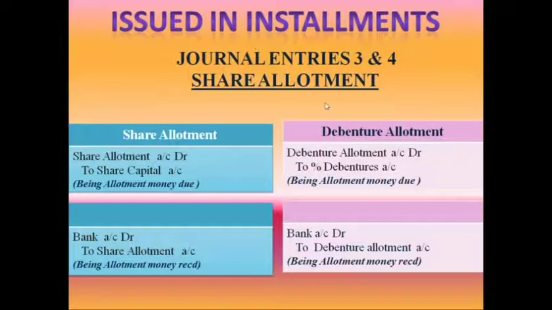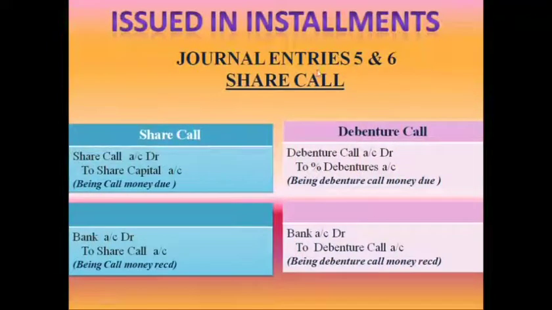When it is share allotment, we use the journal entry share allotment debit to share capital and bank account debit to share allotment. For debentures, we use the term debenture allotment. So it's debenture allotment account debit to debentures and bank account debit to debenture allotment. The same goes for the share call. Instead of share call, when it is issue of debentures, we use the term debenture call: debenture first call, debenture second call, debenture final call, etc. The journal entries are the same. Instead of share call, we use the word debenture call, and instead of share capital, we use the term debentures account.